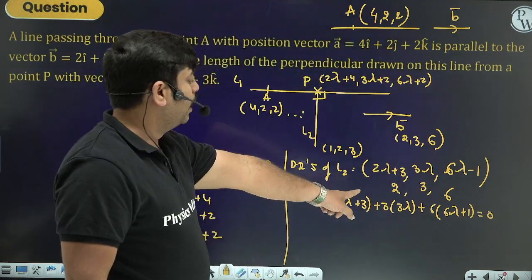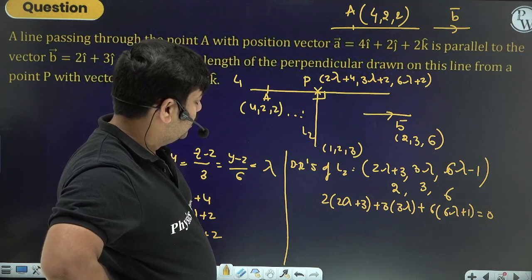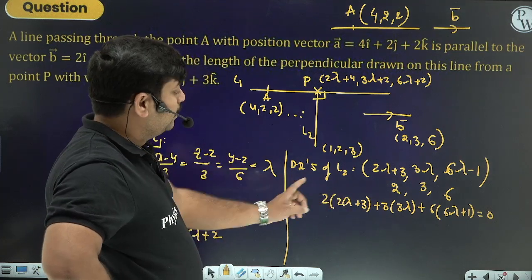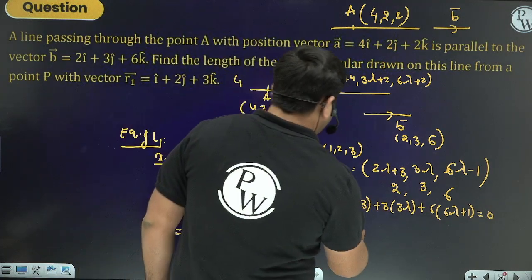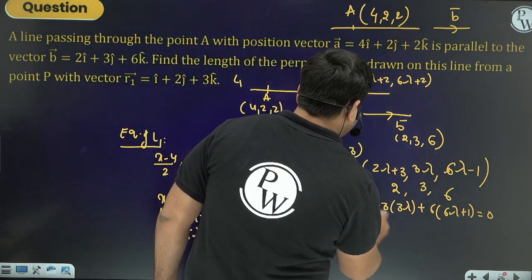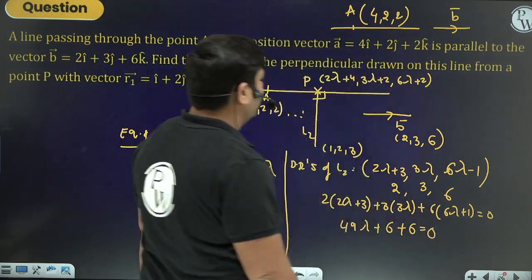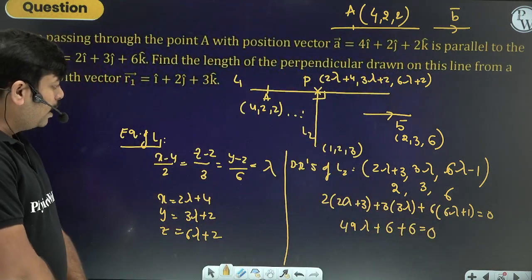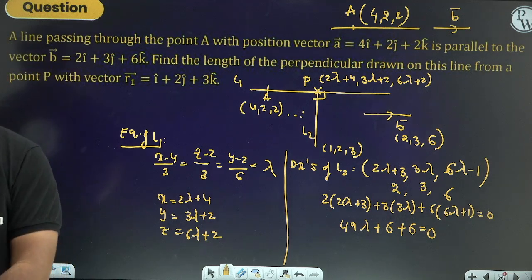So 4 lambda plus 9 lambda is 13 lambda, plus 36 lambda, 49 lambda. So 49 lambda plus 6 plus 6 is equal to 0. So find lambda and substitute it back. Once cross-check that, if there is any mistake that we might have made, please check that, people.